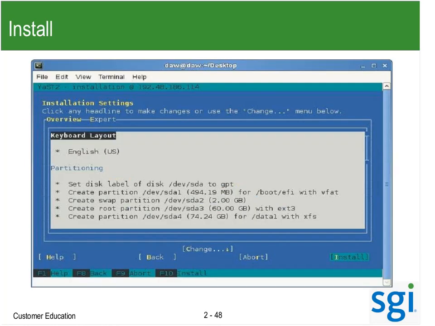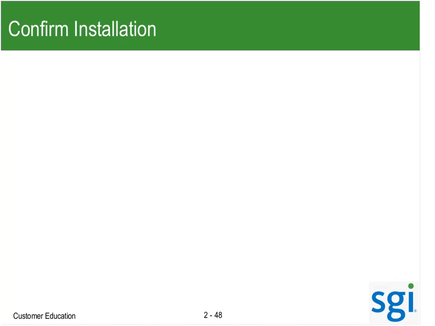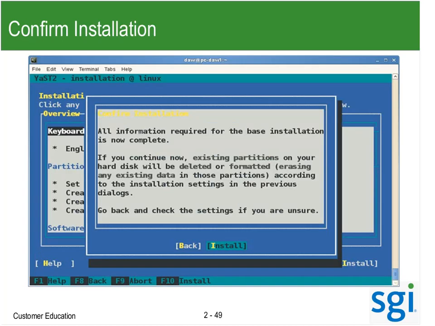So now I'm ready to do an install. Now you can tab down and see everything that it's going to do. But I basically tab to install, hit enter, and now it says, do you really want to install? If I rebooted right now, my old root is intact. Once I hit install, my root has been reformatted.